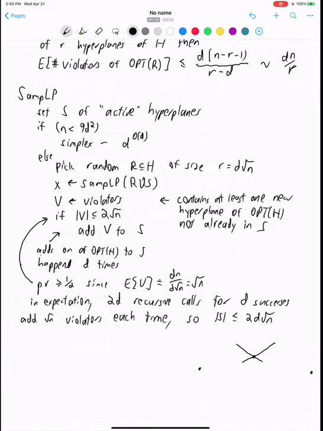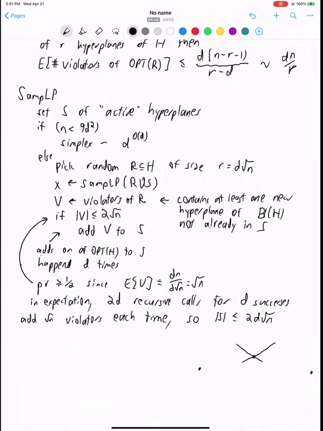Just make sure H is the set of all the hyperplanes, right? Yes. And remember that we also defined opt of H to be the value of the optimum, but I should actually be more precise, since we defined B of H, the basis, to be the set of hyperplanes that define opt of H. And just to make sure, V are the violators of R, right? Correct. But R is a random sample of H, right?